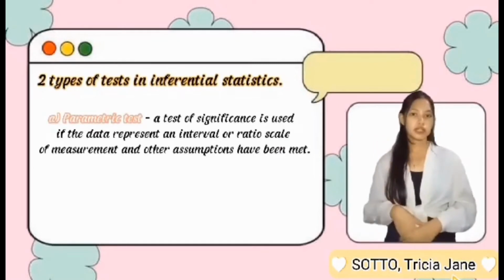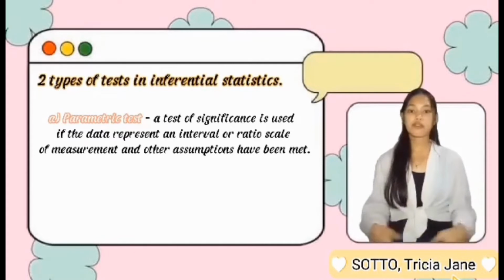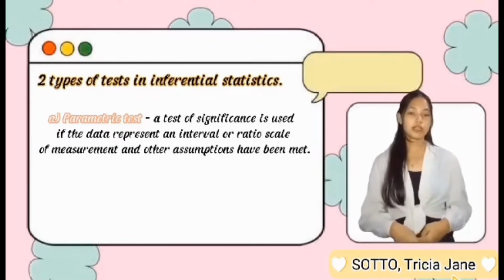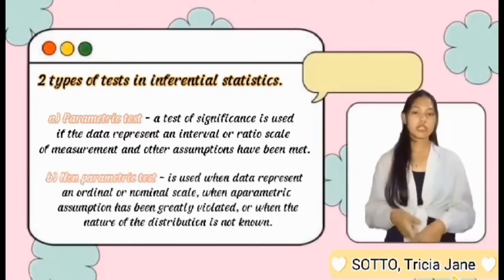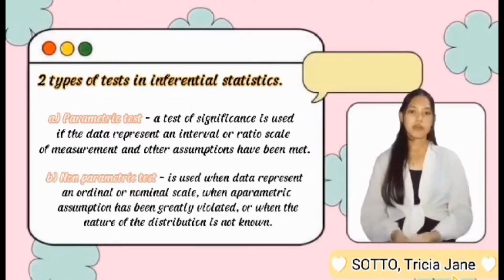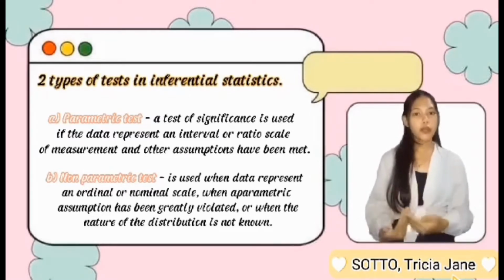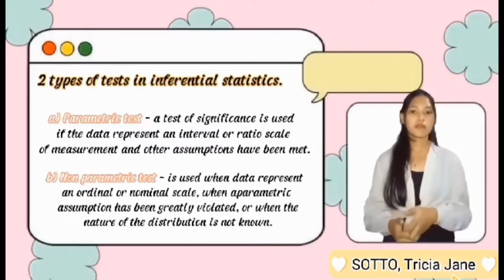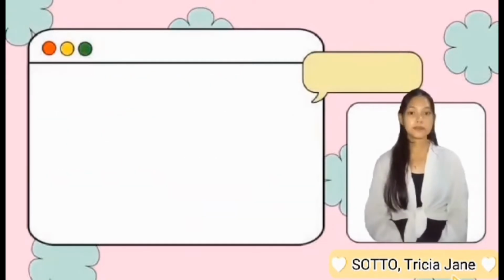First is parametric. In a parametric test, a test of significance is used if the data represent interval or ratio scales of measurement and other assumptions have been met. The second one is non-parametric. A non-parametric test is used when data represent an ordinal or nominal scale, when parametric assumptions have been greatly violated, or when the nature of the distribution is not known.